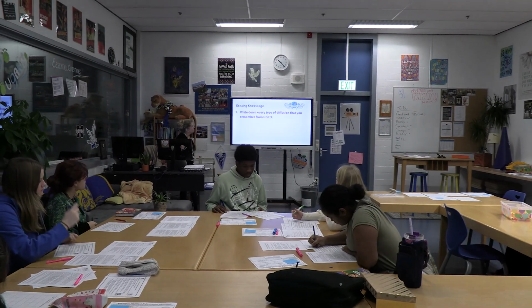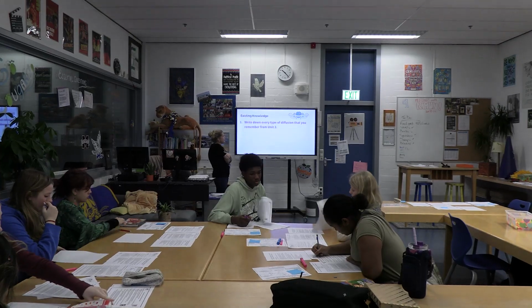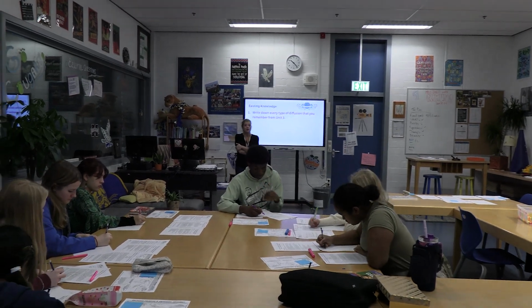All right, so existing knowledge. So right now, on the back of one of the pieces of paper or scratch paper, write down every type of diffusion that you remember from Unit 3. We talked about different types of diffusion. So go ahead and do a little brain dump and try to remember as much as you can.